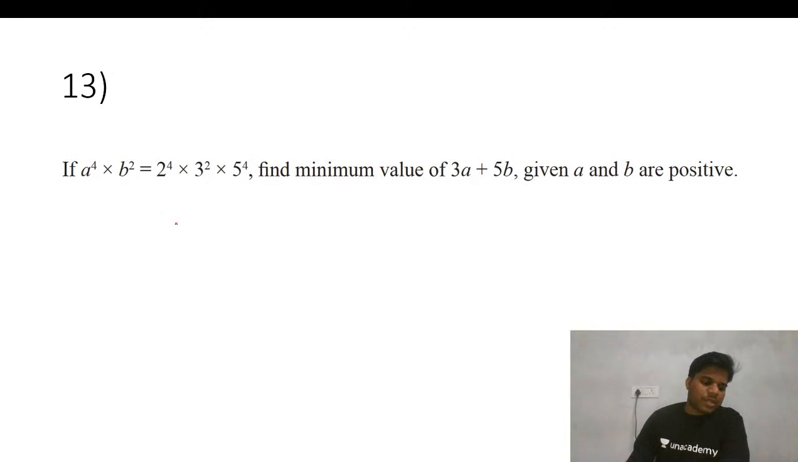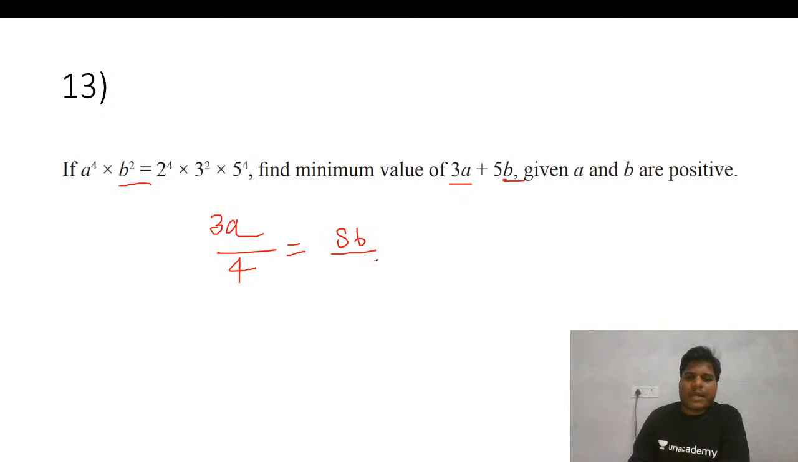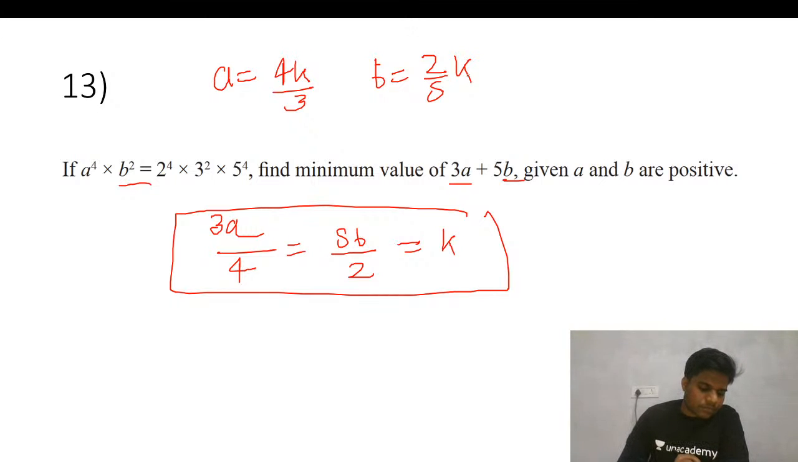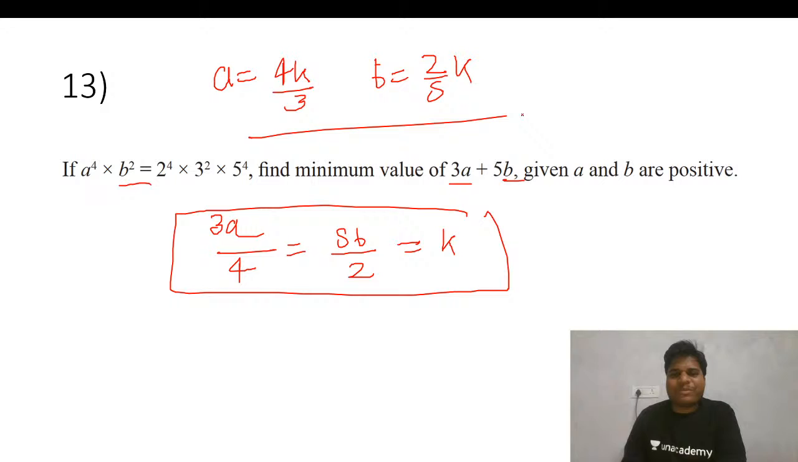In the minima question, the same thing will follow. I will write 3a to the power 4, 5b to the power 2, and equate it with k. Now I will get a and b in terms of k. So a equals 4k by 3, and b equals 2 by 5k. We will discuss that later. Let's just focus on this right now.